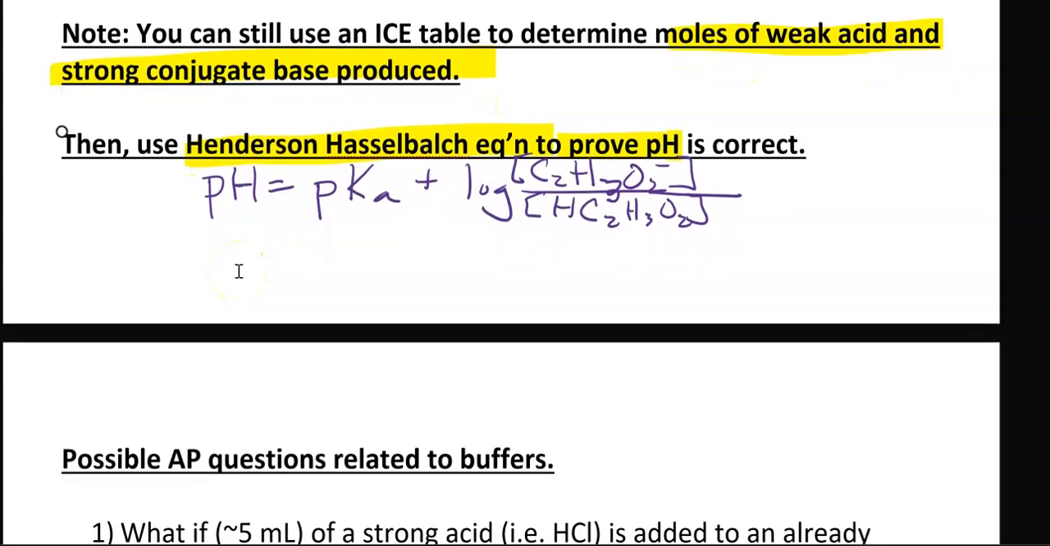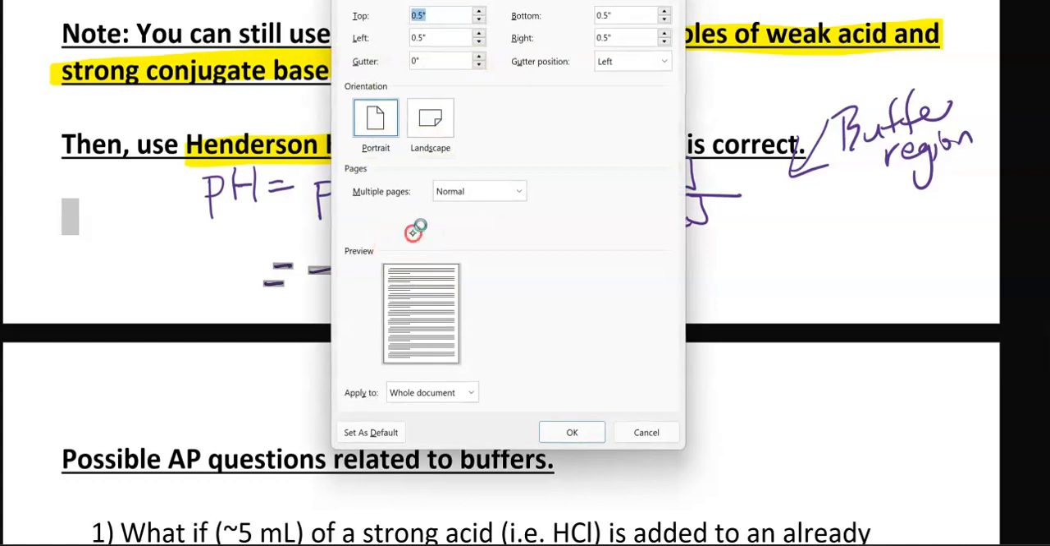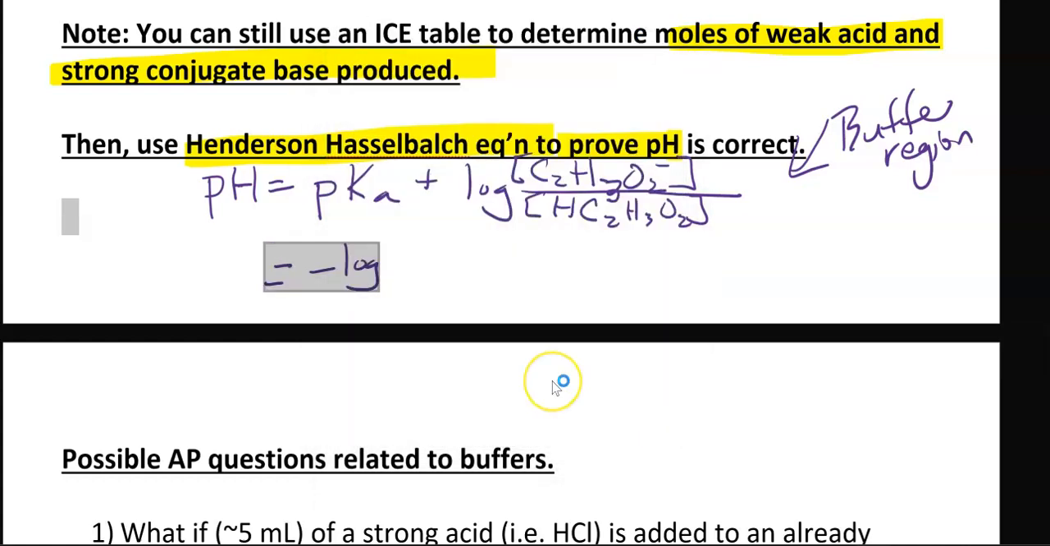So if you're in a bind and maybe you're anywhere in the buffer region, it would be great to pull this up. So for any problems where you're in the buffer region, you can always pull this equation out to help you out. So if you know the Ka value, you can use that to get you to the pKa. So that's a negative log, negative log 1.8 times 10 to the negative 5.